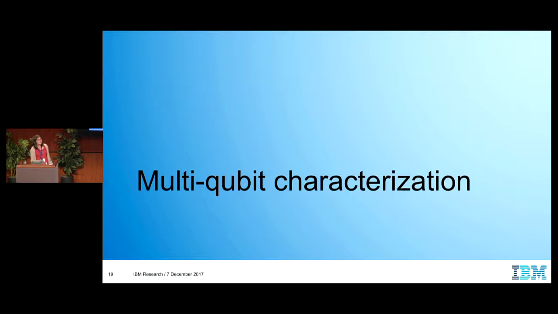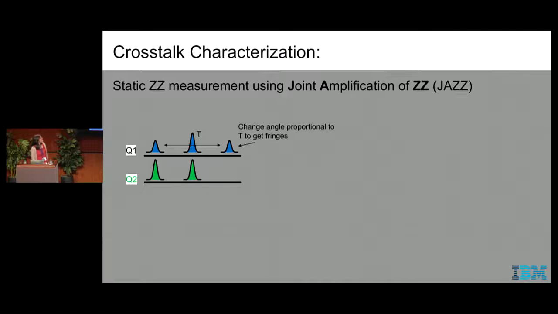So with 2 qubits, the typical experiments that we run, because we have this always-on coupling with this bus, we typically look at ZZ coupling, the static ZZ that exists. The experiment that we run, we call it the joint amplification of ZZ, the JAZZ.